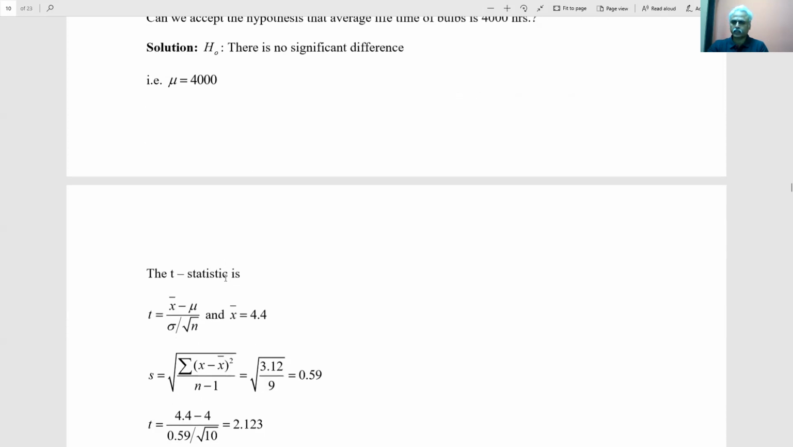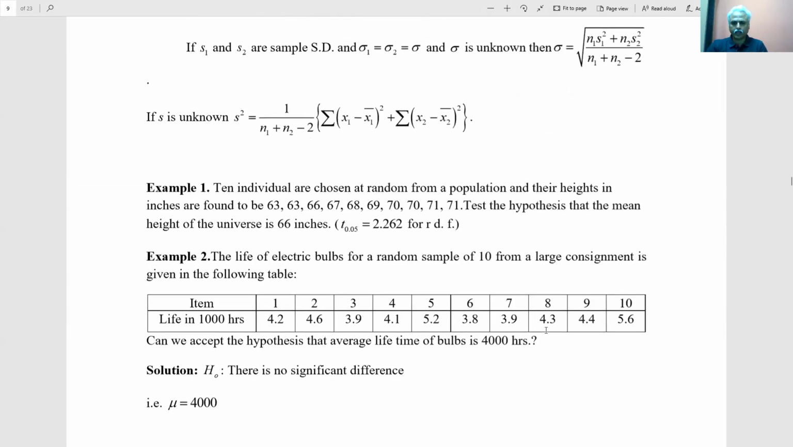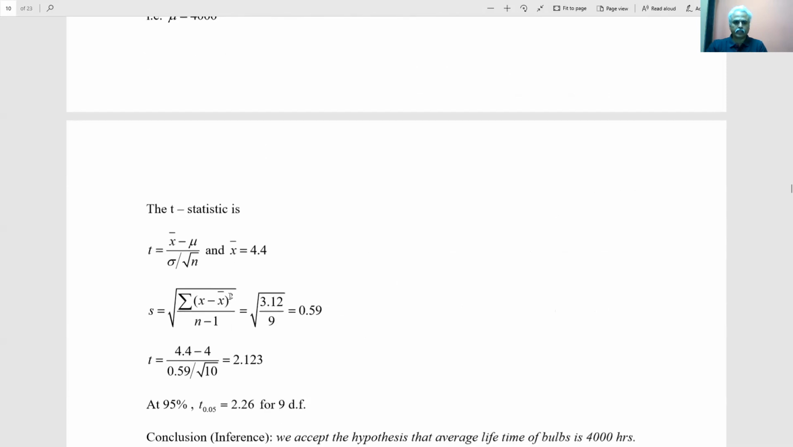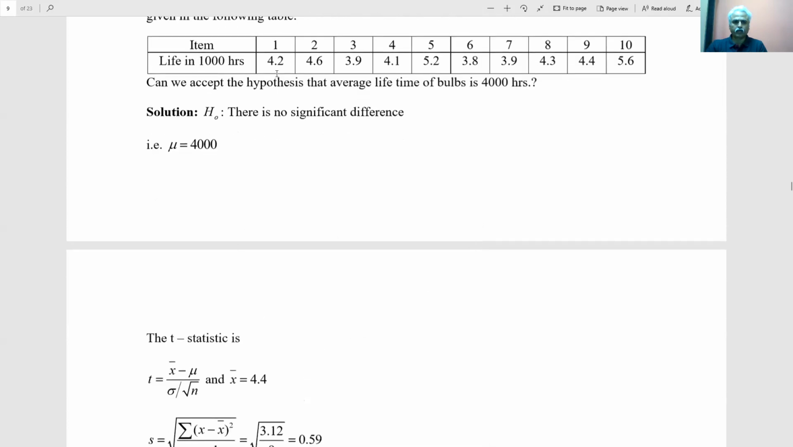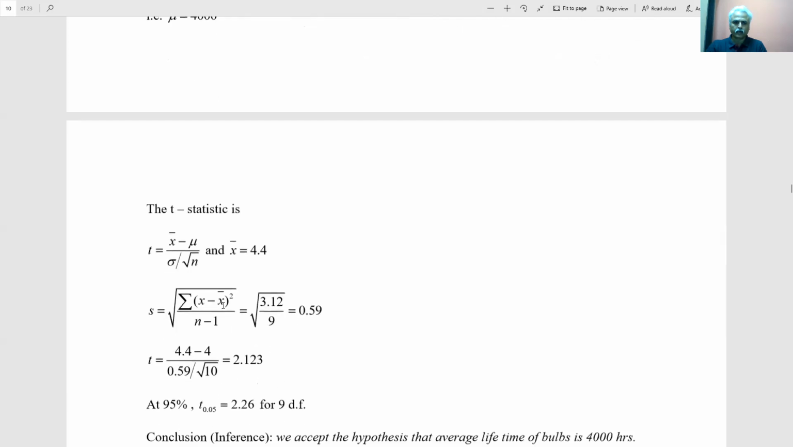The t-test gives us the test statistic. So we call it a statistic, not statistics, please. It is x bar minus mu, divided by sigma by root n. So x bar is 4.4, which means add all these and divide by 10. S means the square root of the sum of (x minus x bar) square divided by n minus 1. That is (4.2 minus 4.4) whole square plus (4.6 minus 4.4) whole square plus (3.9 minus 4.4) whole square, and every time you take x from here till (5.6 minus 4.4) whole square. So that addition becomes 3.12, divided by n minus 1, which here is 10 minus 1.